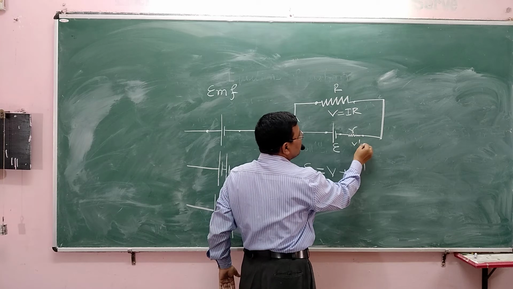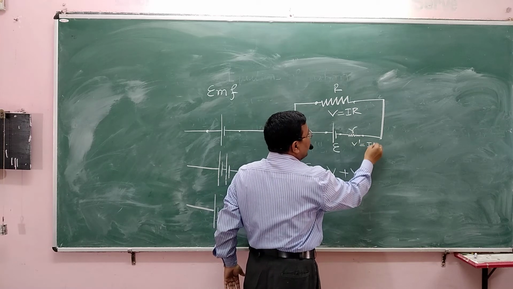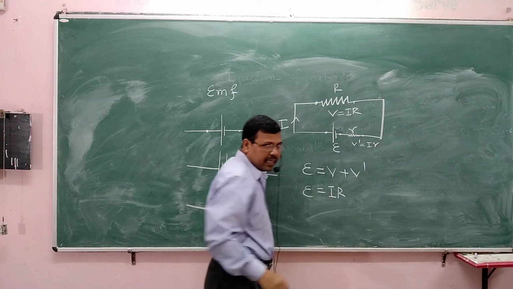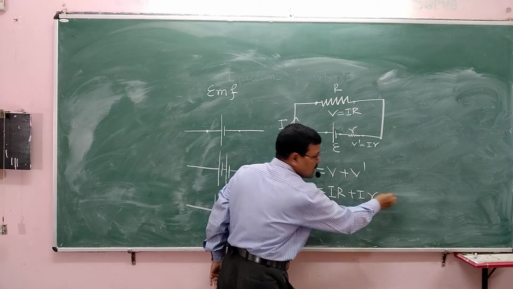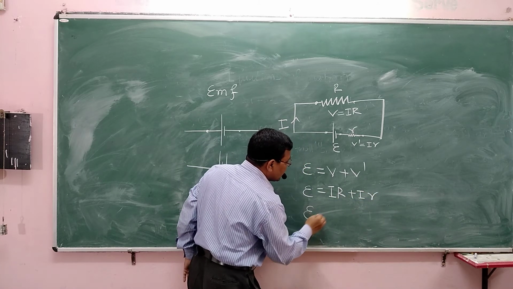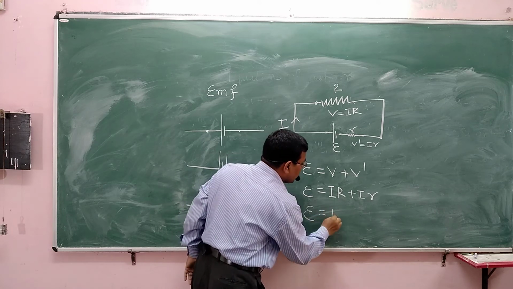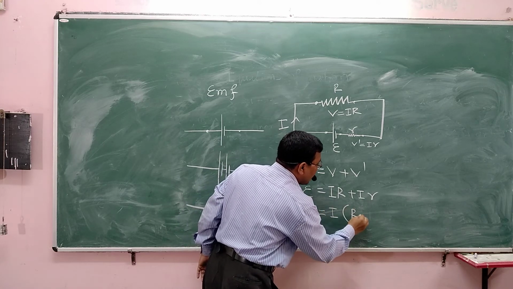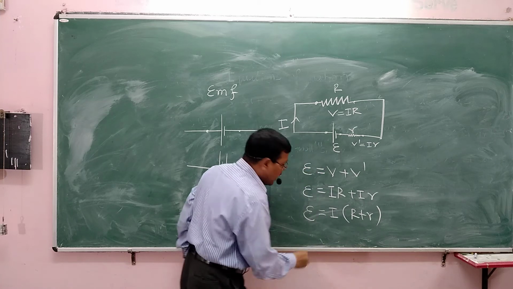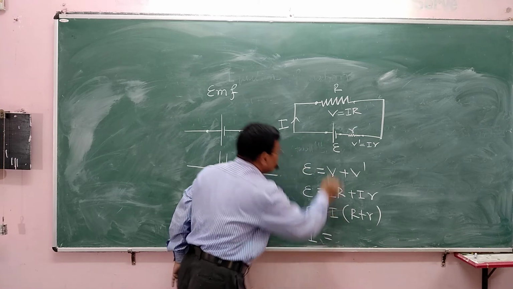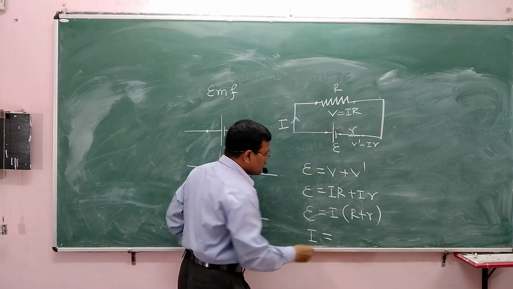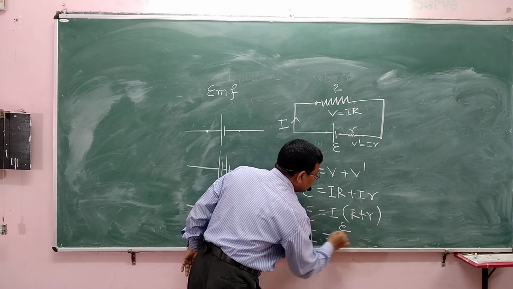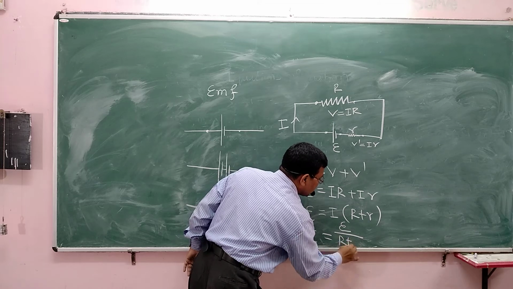Here the potential difference is V is equal to IR, current into resistance. So we can write that E is equal to I common, R plus r. And the current that is flowing through this closed circuit, I is equal to E divided by R plus r.